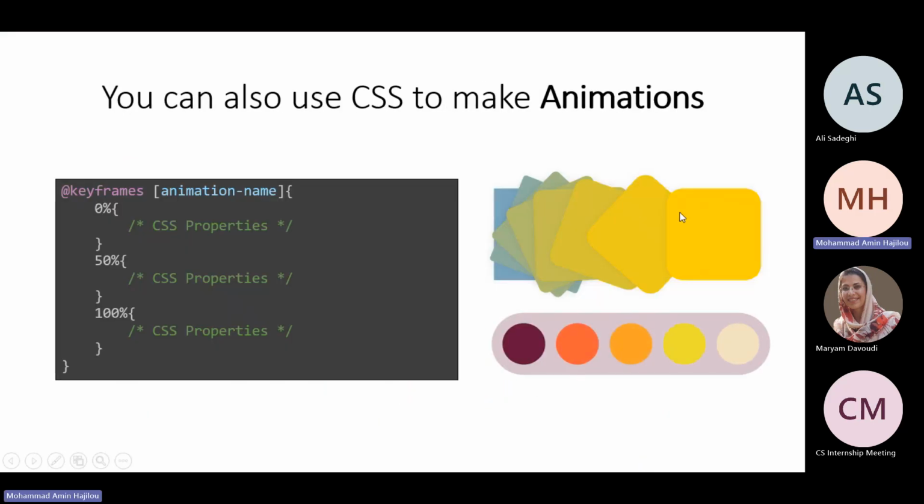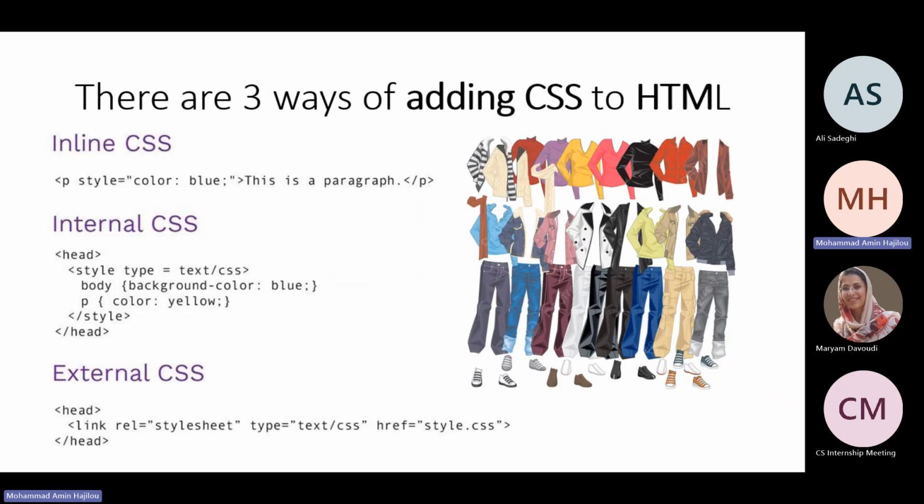You can also use CSS to make animations, which makes it more fancy and interactive for the user. It will be more interesting. There are three ways of adding CSS to HTML. Inline CSS, which is with the style attribute; internal CSS, the style element, which we insert inside of the head; and external CSS, where we link a CSS file to our HTML file.